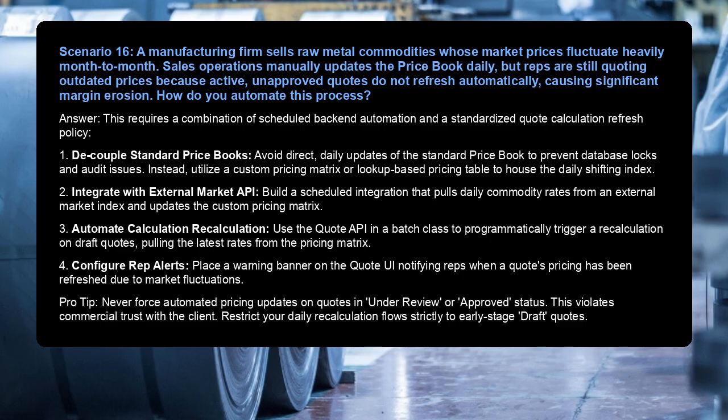3. Automate quote recalculation. Use the quote API in a batch class to programmatically trigger a recalculation on draft quotes, pulling the latest rates from the pricing matrix. 4. Configure rep alerts. Place a warning banner on the quote UI notifying reps when a quote's pricing has been refreshed due to market fluctuations. Pro tip: never force automated pricing updates on quotes in under review or approved status. This violates commercial trust with the client. Restrict your daily recalculation flows strictly to early-stage draft quotes.